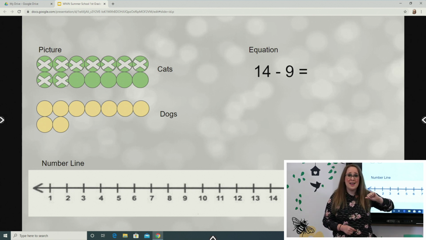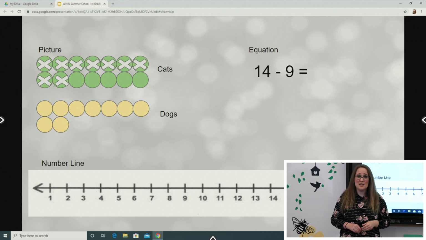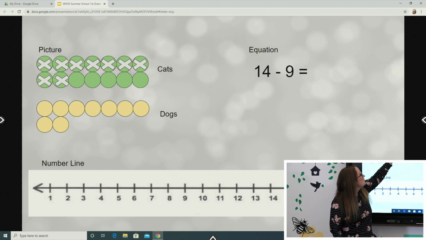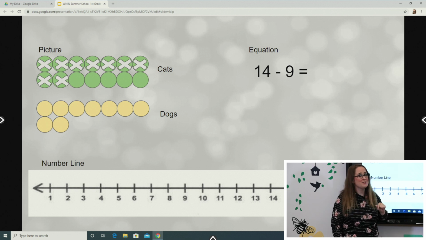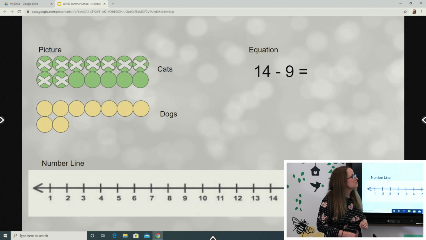I put 9 X's for cats because we're taking away 9 to represent how many dogs were seen. And we're going to see how many green circles are left. 1, 2, 3, 4, 5. Let's see if we get 5 on our equation.